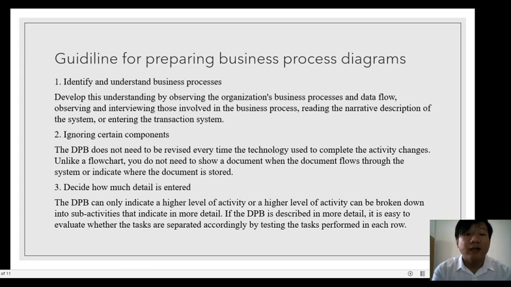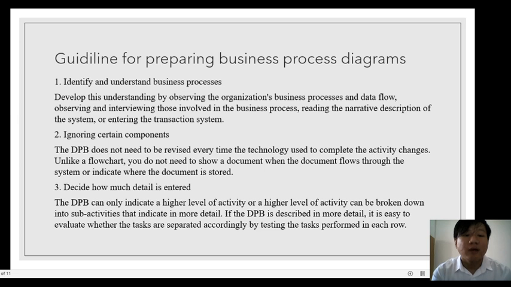First one, identify and understand the business process. Develop this understanding by observing the organization, business processes, and data flows, observing and interviewing those involved in the business process, reading the narrative description of the system, or entering the transaction system. 2. Ignore certain components. The BPD does not need to be revised every time the technology used to complete the activity changes. Unlike a flowchart, you do not need to show when the document flows through the system or indicate where the document is stored.